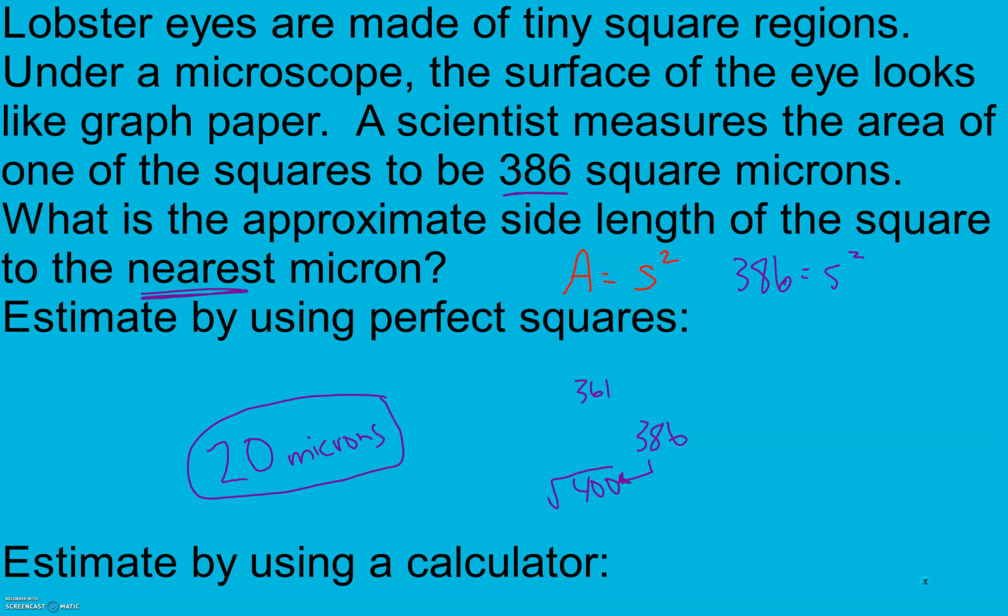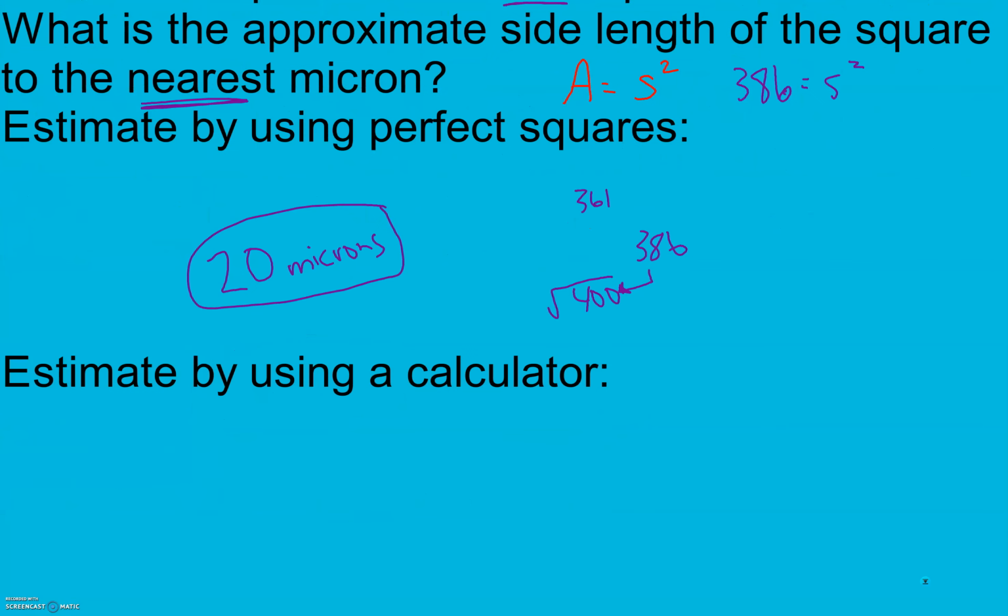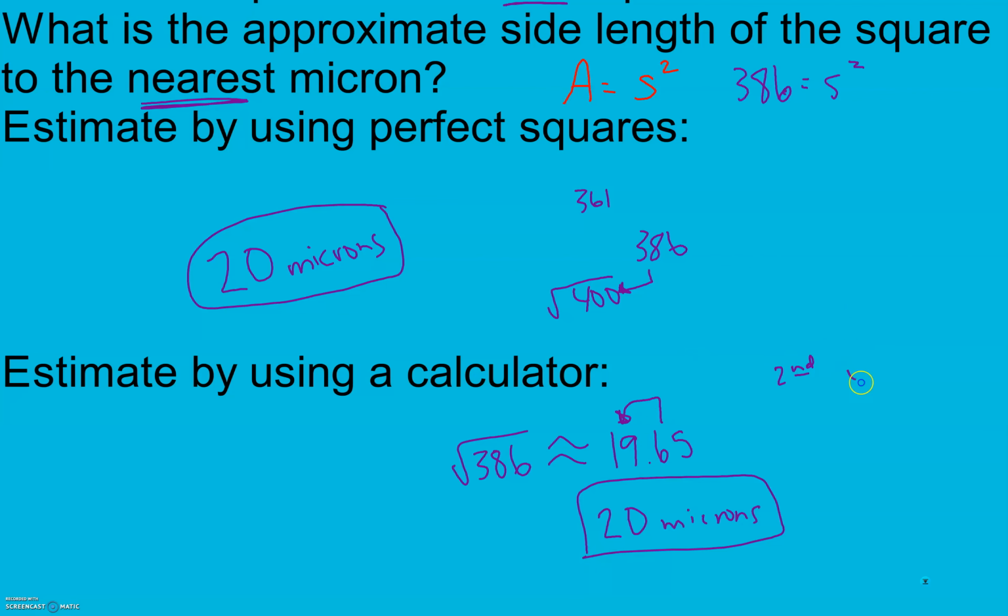We can do this by calculator as well. If we take the square root of 386 on our calculator, we get approximately 19.65. And to the nearest unit, remember that the 6 rounds up to 20. So we get the same answer here as well. And then remember, to get the square root, you take the second key and then your x squared key. Above that x squared, it'll have the little square root sign.